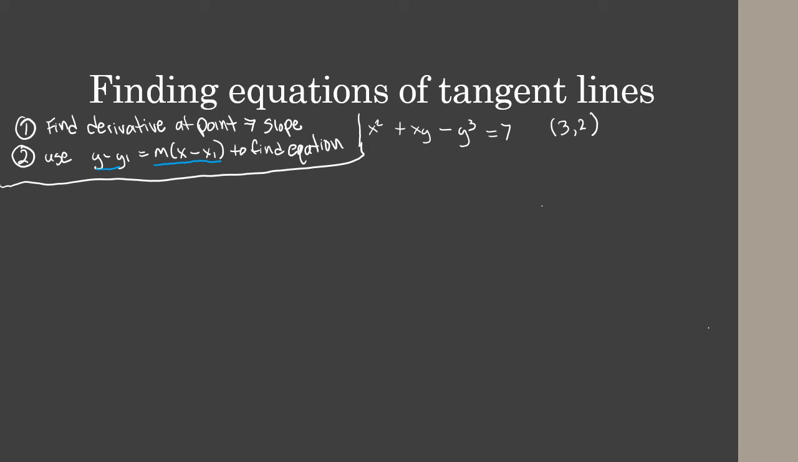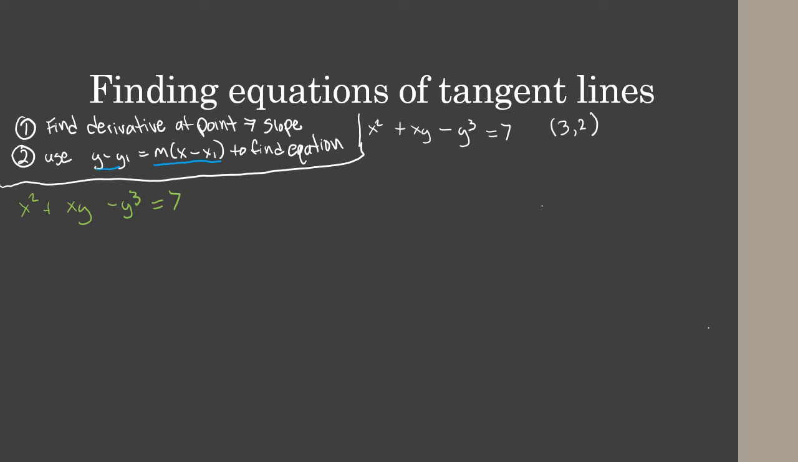The first thing that we do is we copy the equation. The equation that we're given is x squared plus x times y minus y cubed equals 7. And because we've got x's and y's that can't be separated, we're going to use implicit differentiation. And whenever we take the derivative of something with y, we include that y prime.